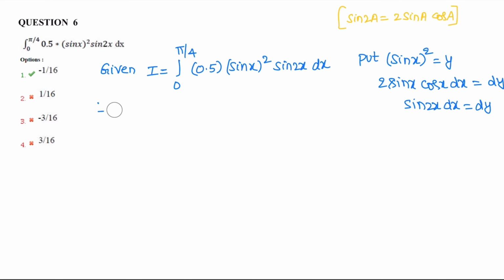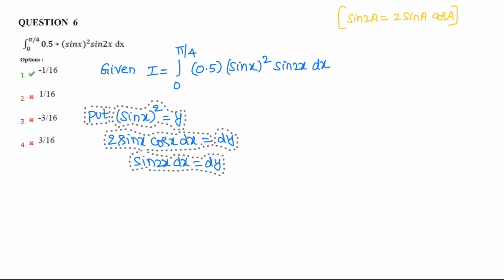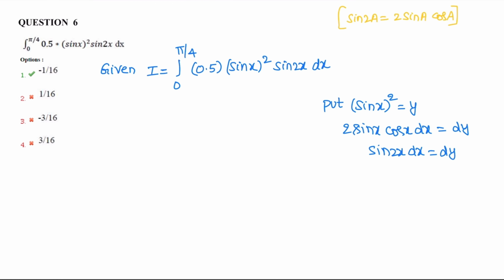also calculate the limits of x. For x is equal to 0, the value of y is 0 from this expression. Put x is equal to pi by 4, then y limit is 1 by 2. Sin pi by 4 is 1 by root 2. 1 by root 2 whole square is 1 by 2.